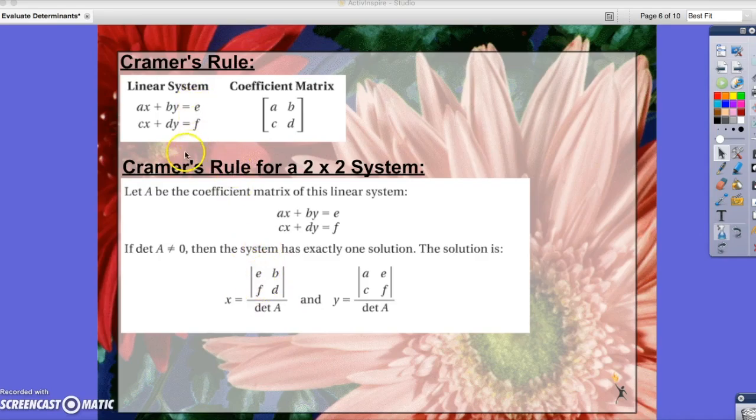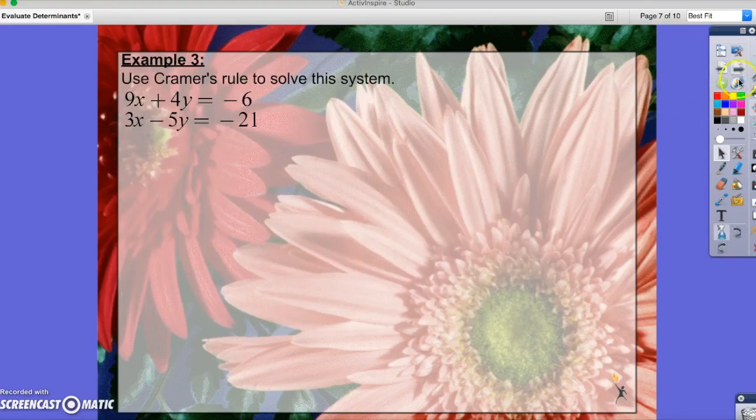And if you notice here, E, F, B, D, they're the coefficients and other numbers that are not x. So I remember when I do x, I don't actually use A and C, over your determinant A. Determinant A comes from the coefficient matrix. Y is A, C, E, F. I'm looking for y, but I don't actually use y's coefficients, which are B and D, over determinant A. So let's see how we actually solve an ordered pair for that.